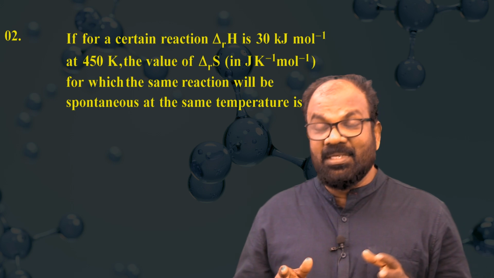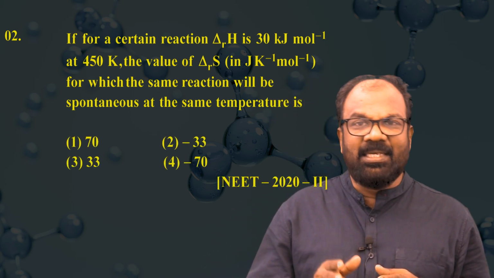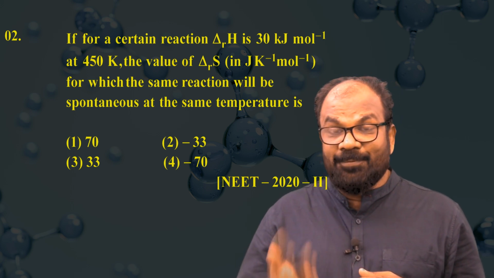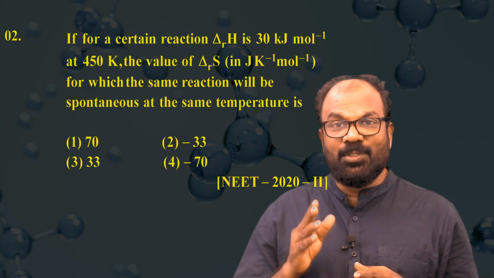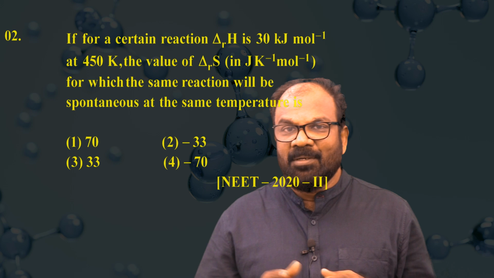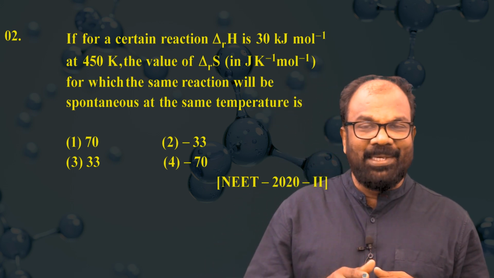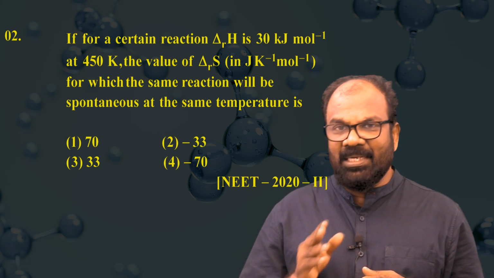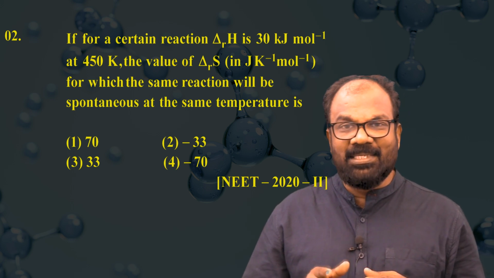Now question number 2. If for a certain reaction delta RH, that is enthalpy of reaction, is 30 kJ per mole at 450 Kelvin, the value of delta RS, that is entropy of reaction (in joules per Kelvin per mole), for which the same reaction will be spontaneous at the same temperature, is: option number 1, 70; option number 2, minus 33; option number 3, 33; option number 4, minus 70.